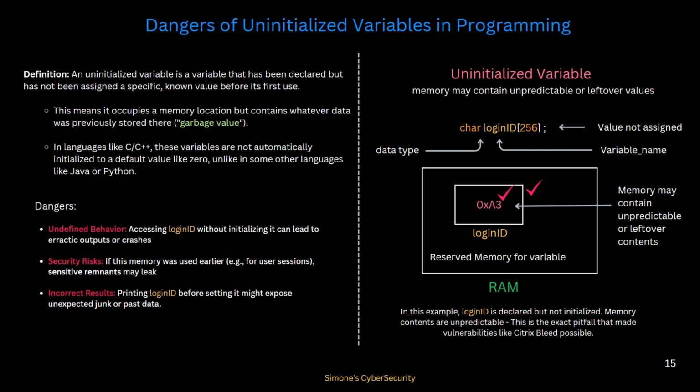In the next slide, we will take our understanding of uninitialized variables a step further, because uninitialized variables are at the technical root of the Citrix Bleed vulnerability. So in the next few slides, we will look at two specific scenarios that will illustrate how variable initialization or the lack of it can determine the outcome of a request.